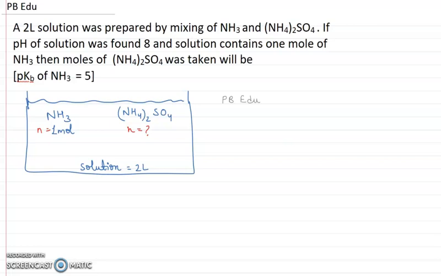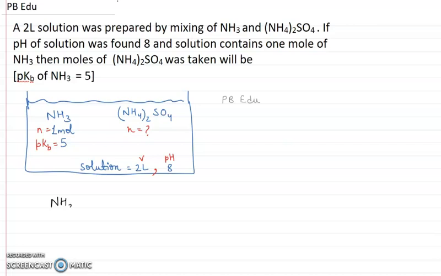2 liters is the volume of the solution, and the pH of the solution is also given, that is 8. Along with that we are given the pKb of ammonia, that is 5. So we are given all these values. Now we can see that ammonium sulfate is a salt and ammonia is a base.